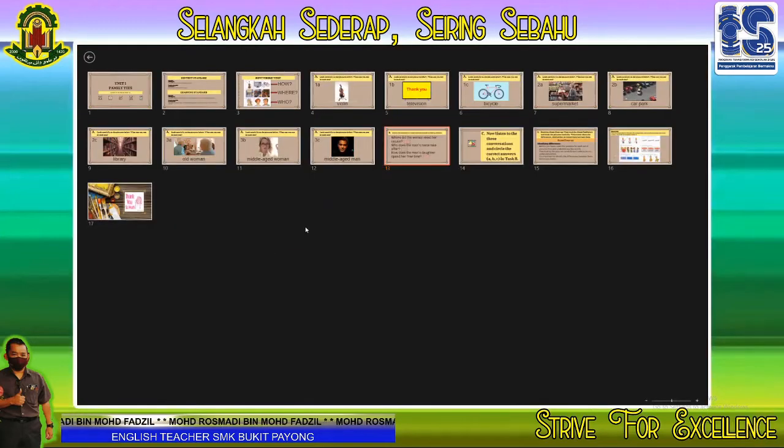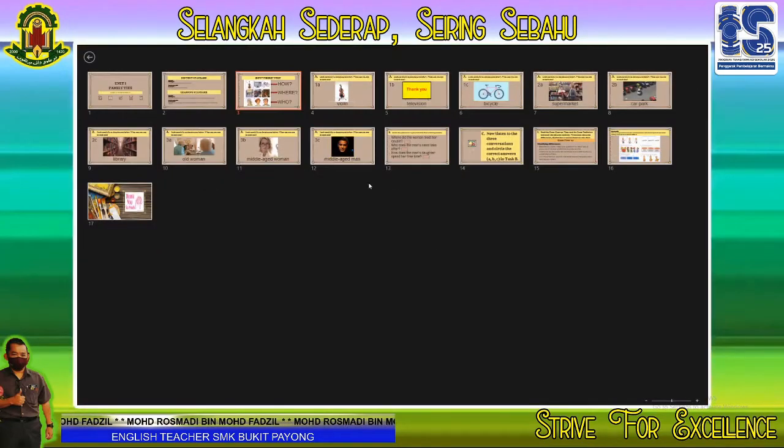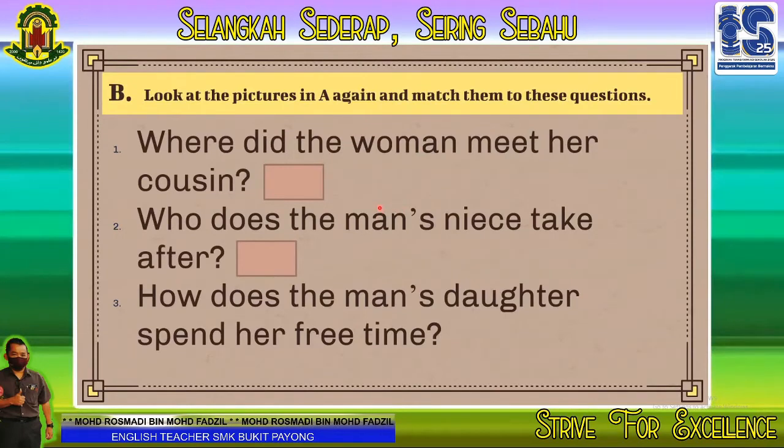Where should we? This one. Where? So question 2, or we can say option 2. Okay. We go back to the slide. Where is the slide? Yes. Okay, here. Alright. Where did the woman meet her cousin? Kat mana perempuan tu jumpa sepupu dia?